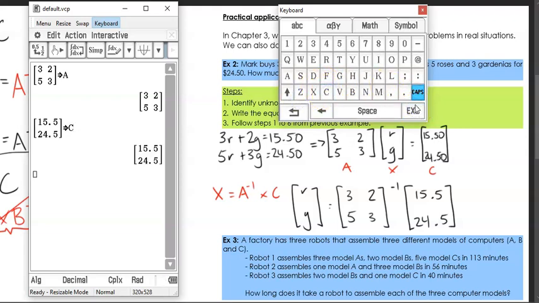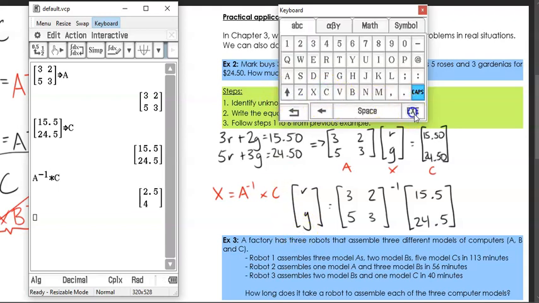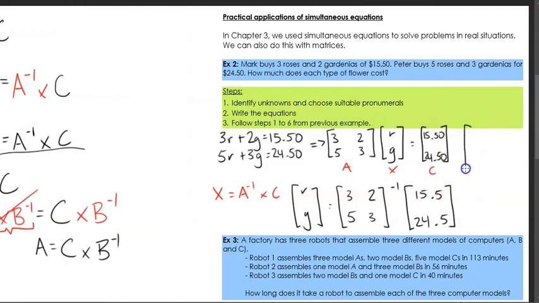Execute that. And now let's just put in A to the power of -1, which is A's inverse, not -2, -1, multiplied by C. 2.5 and 4. So R and G are equal to 2.5 and 4.